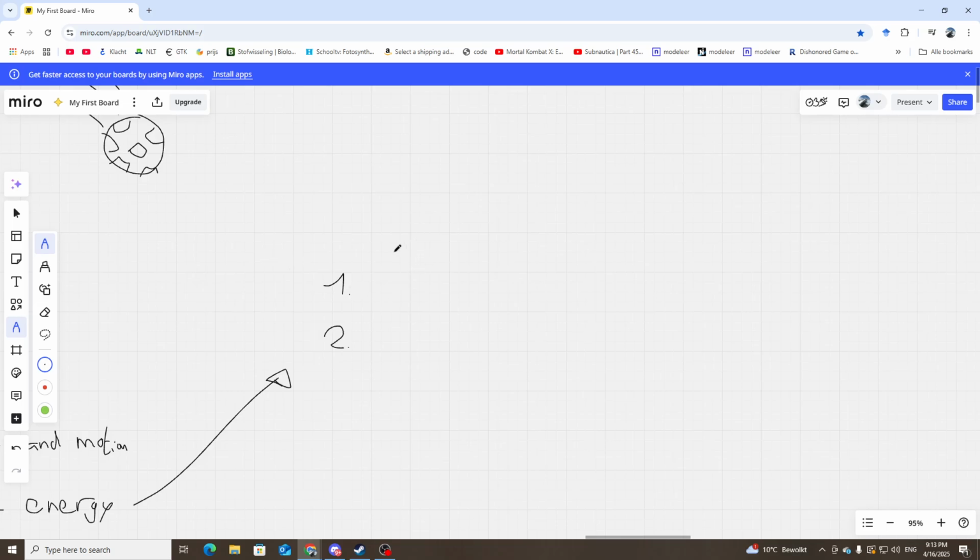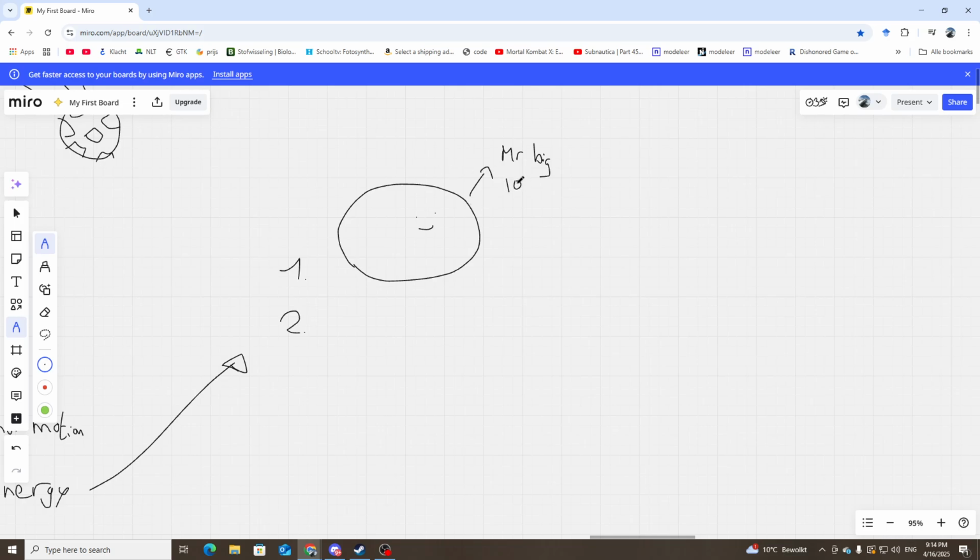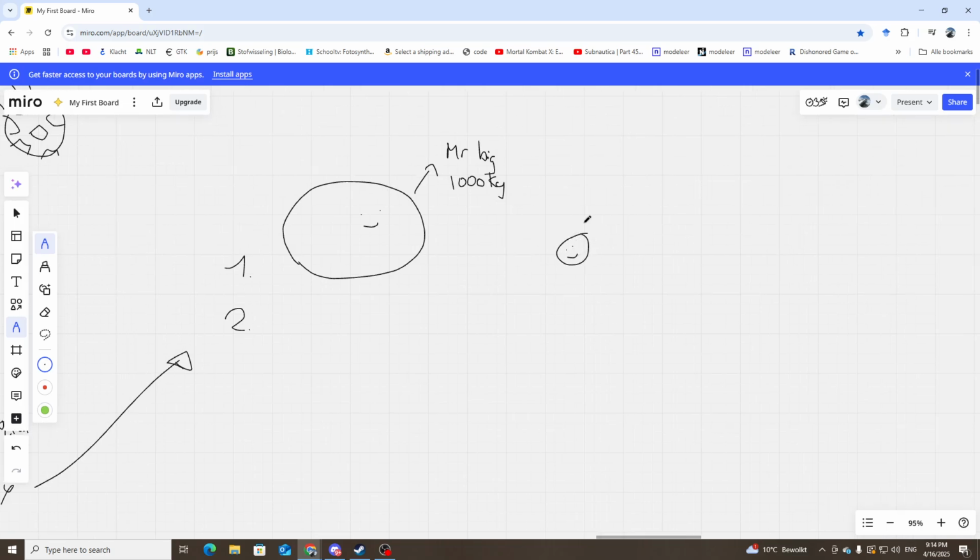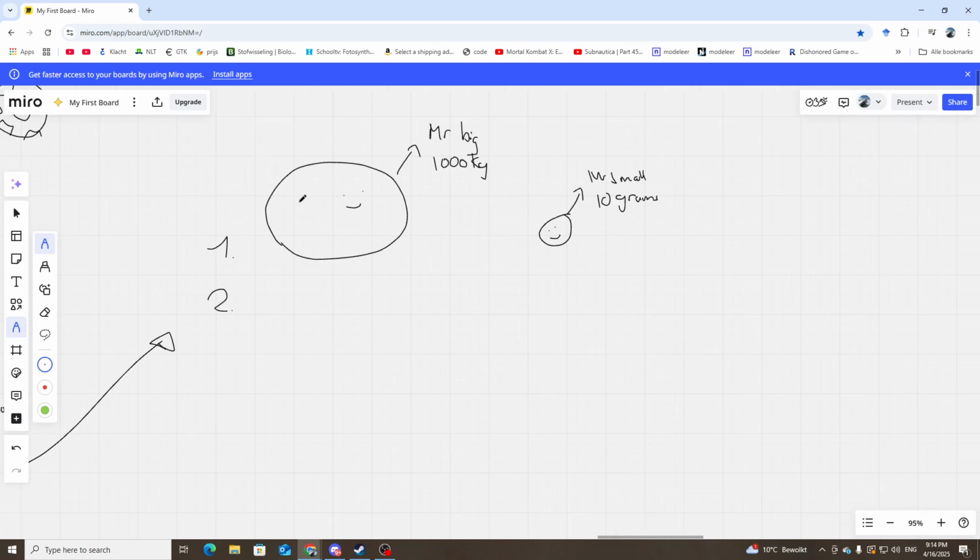So, question one. We have this rock, and we'll call him Mr. Big, and he looks a little bit like this. And this puppy right here weighs a modest 1,000 kilograms. And then we have this other rock called Mr. Small, and it only weighs 10 grams. Little baby rock. Question number one. If you had to choose which one of these would land on your head, which one would you choose? Probably Mr. Small, because then you're not crushed to bits.